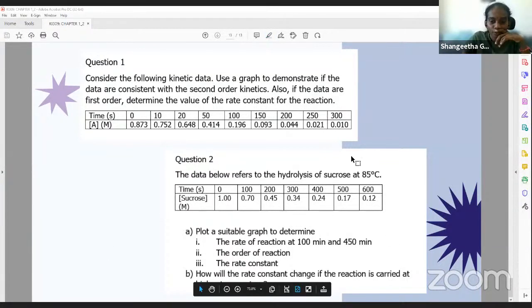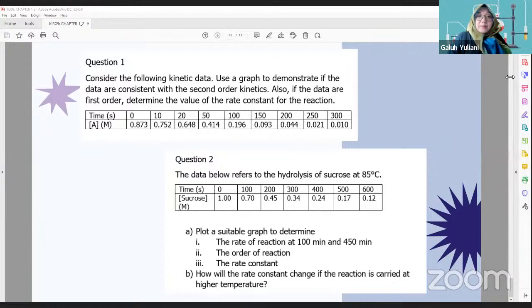Remember to take a picture of question 2, yeah? Don't forget to capture the question or discussion.